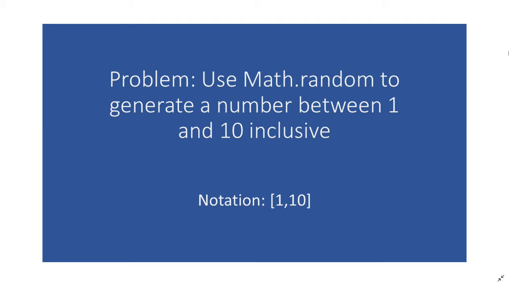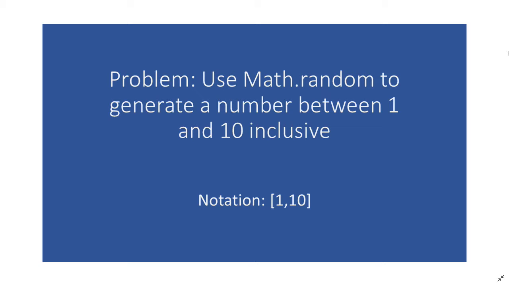Alright, so hey guys, in today's video we're going to be taking a look at an example problem using Math.random. Specifically, we want to look at generating a random number between 1 and 10 inclusive. And inclusive just means that 10 is included in those numbers that could be generated.